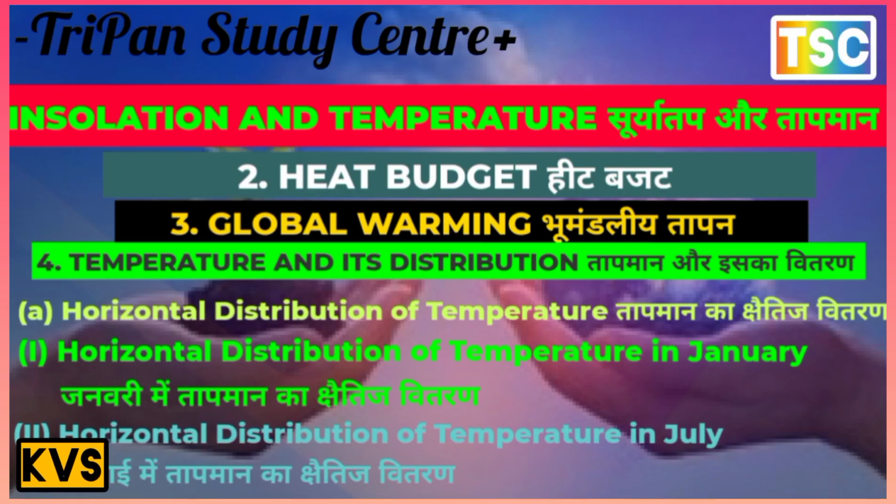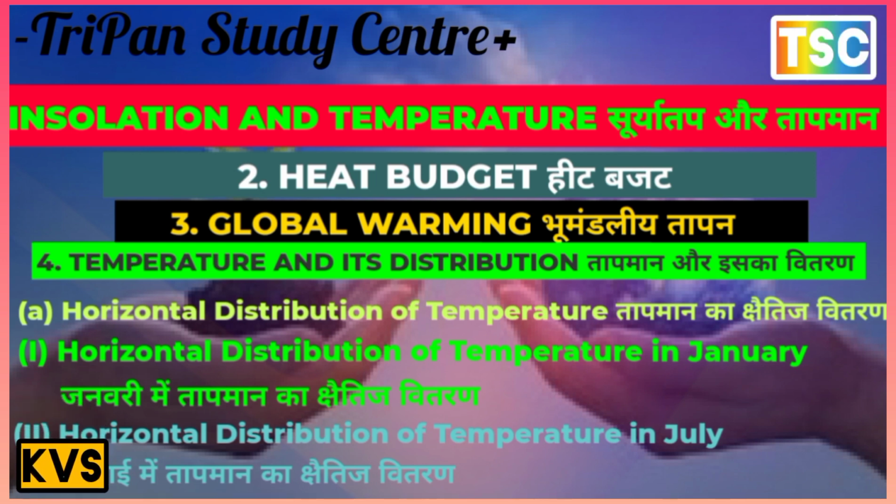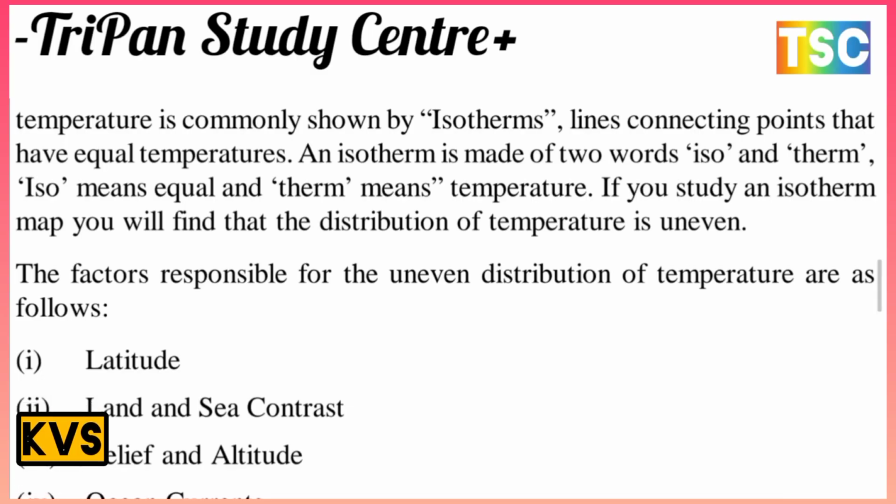The distribution of temperature across the latitudes over the surface of the earth is called horizontal distribution. On the map, the horizontal distribution of temperature is commonly shown by isotherms. These are lines connecting points that have equal temperature. The word isotherm is made from two words, iso and therm. Iso means equal and therm means temperature.